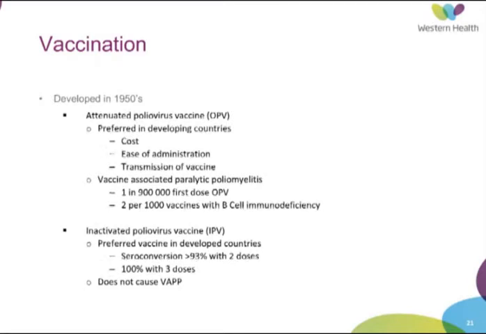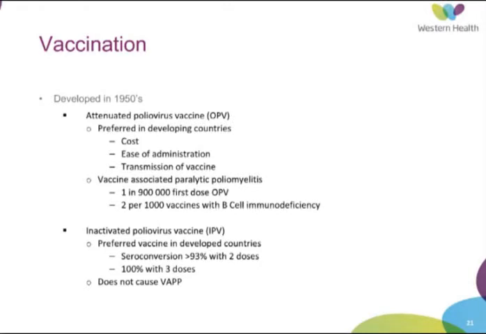The inactivated poliovirus vaccine is what we use in Australia and America. This is an intramuscular injection. This also requires three doses. You get seroconversion in 93% of patients after two doses, and then 100% following three doses. I said also at the start that there's little heterotypic immunity between the three strains. So each of these vaccines is available in a single form or a triple form, because you need to expose patients to all three types in order to get that complete immunity.